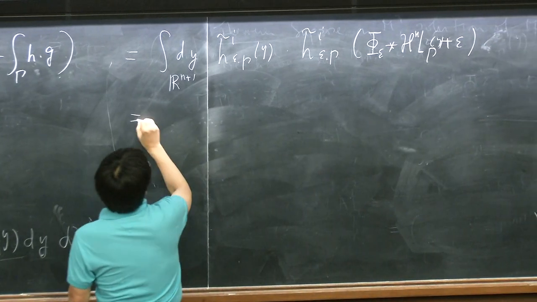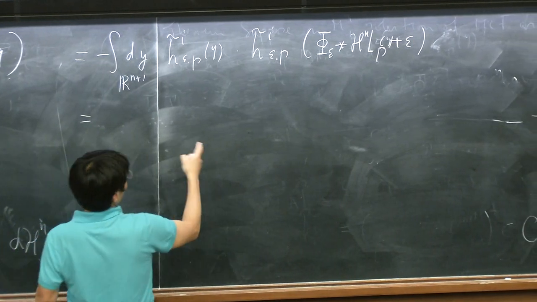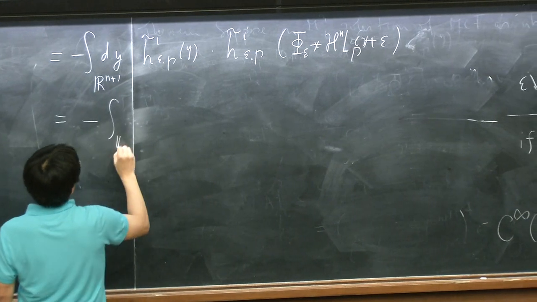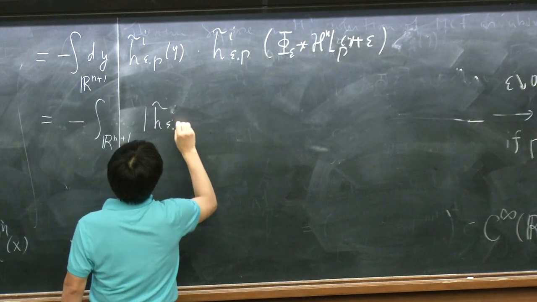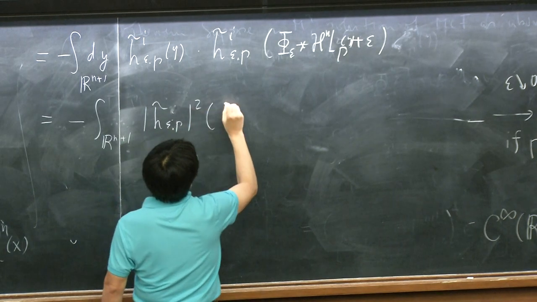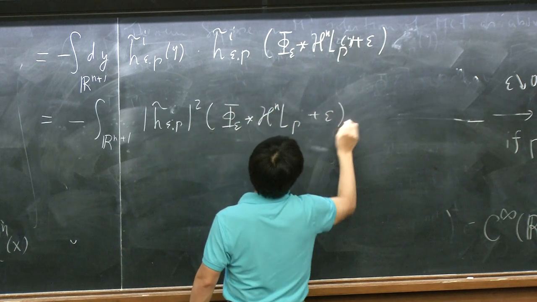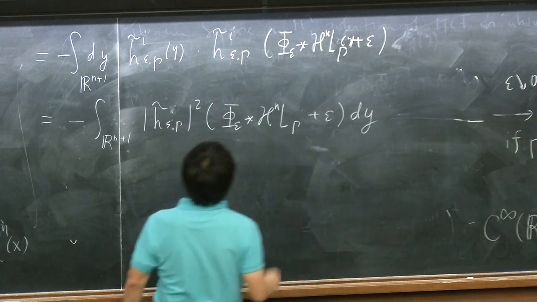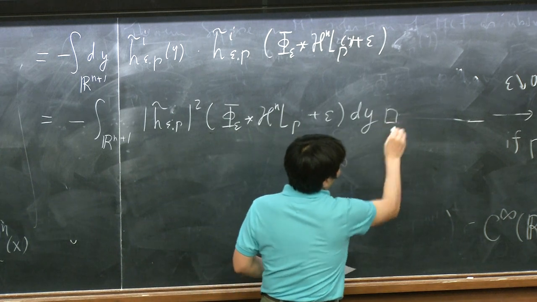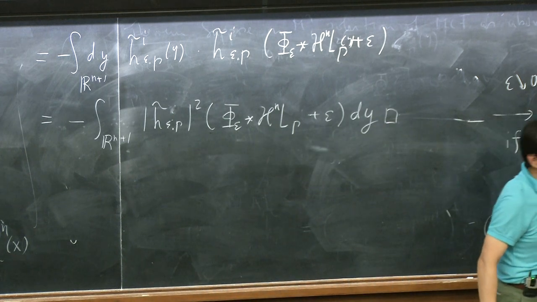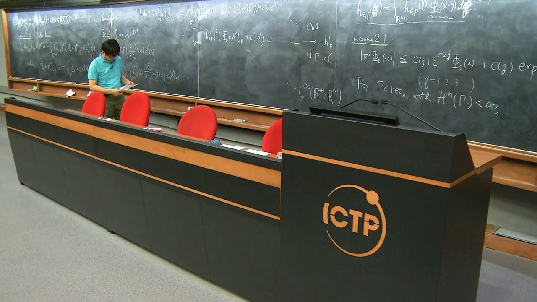Maybe with a minus; the minus comes from the definition of this. So here is minus the integral over R^(n+1) of h tilde gamma squared and this modifier. Fine, so that's the proof. One reason I had to make this other modification is to get this formula right. I hope that this makes sense.